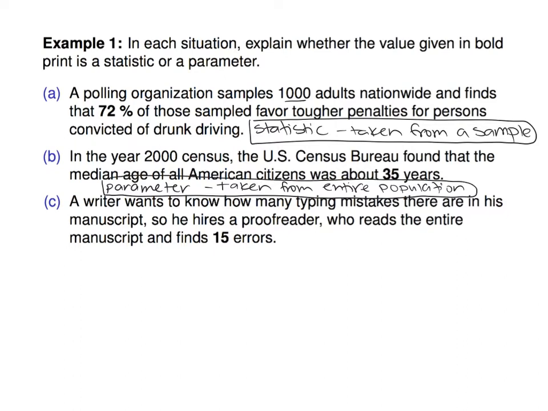A writer wants to know how many typing mistakes there are in his manuscript. So he hires a proofreader who reads the entire manuscript and finds 15 errors. Well, since the proofreader read the entire manuscript, which is the sort of world that we're talking about here, this is also a parameter, taken from the population. He didn't just read a sample of pages, he read all of them.